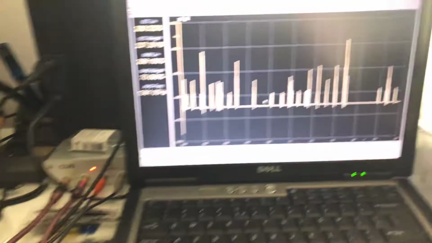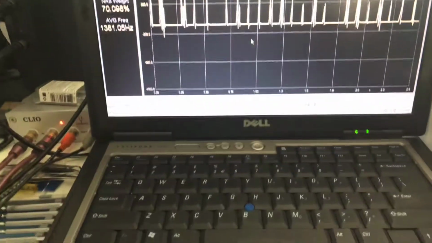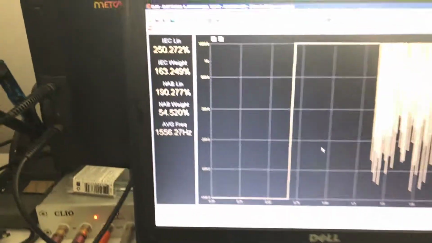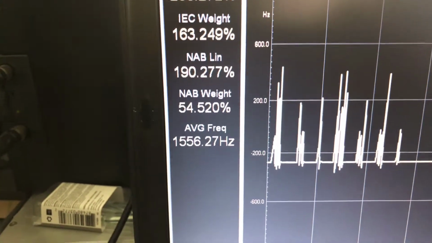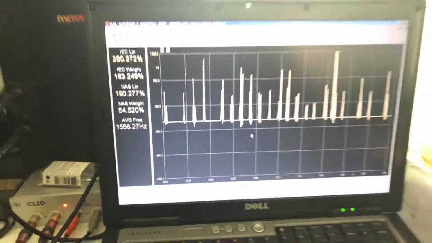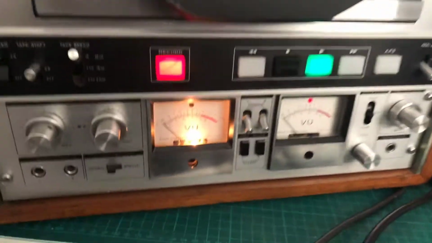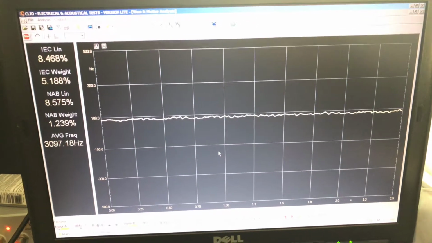And on this side I have my Clio ready, so it is generating the NEB standard. So we are going to read this from the NEB linear and weighted. And let's start. And here we are, it's settling down.